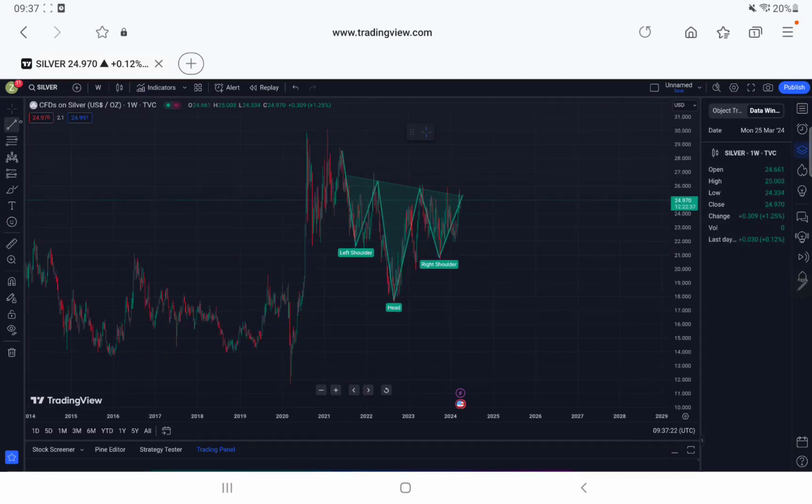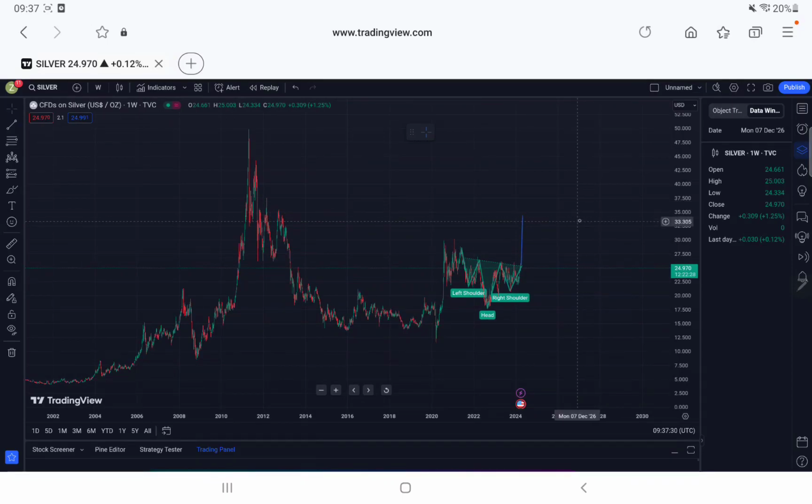So this inverse head and shoulders, if it was to break, that puts silver quite a bit higher at about $35. That is a very, very, very large price move up, especially on the silver chart, and that would be amazing. Will it happen? God knows. Nobody knows. This is the thing with analysis. I give you the idea.